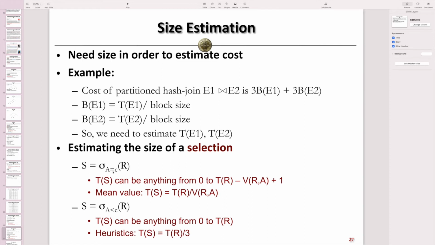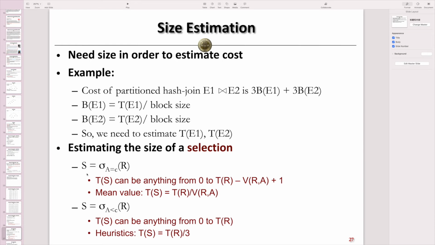A is the attribute, C denotes a specific value on the relation R, and we can define the result to be this S relation. And we know the size of S, or the result, can be any value from 0 to TR minus VRA plus 1, right? I hope you still remember this VRA denoting the different, the unique values available for the attribute A in the relation R. So for the selection, the lowest number for the result will be 0, because if we cannot find any tuples matching this condition, then the result will be empty, right? Empty state or empty relation.